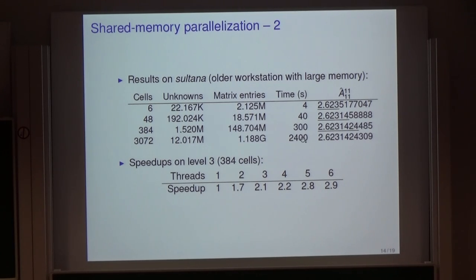So here, 2,400 seconds for much more unknowns. So this is 12 million unknowns. And the matrix is a 1 billion matrix.